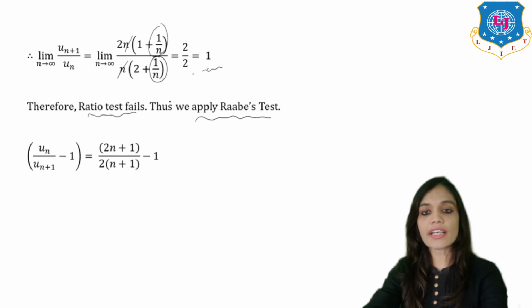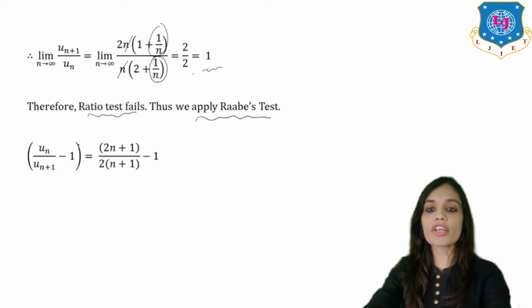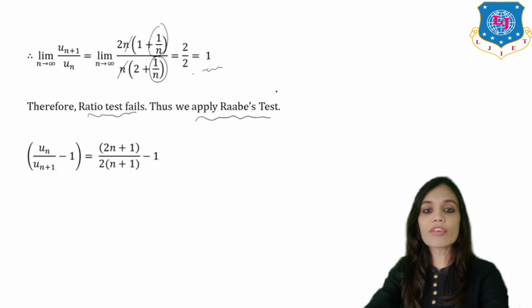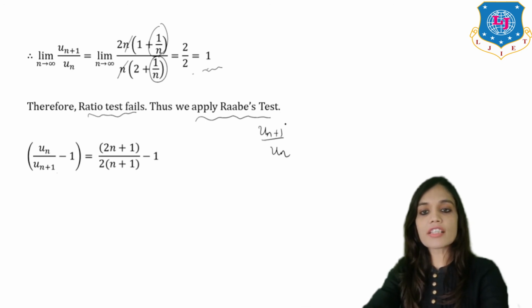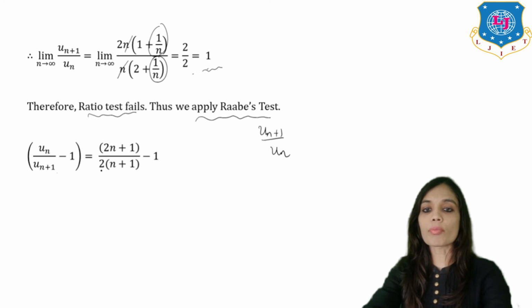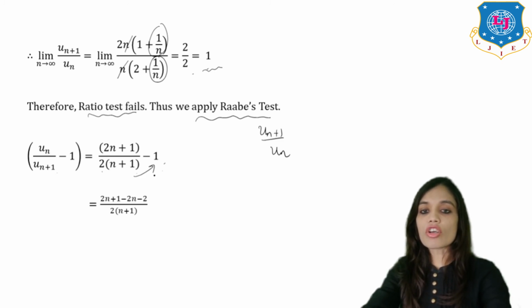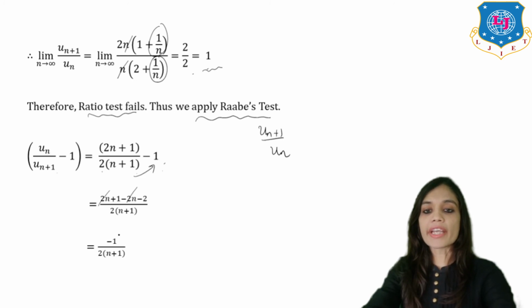So start applying Raabe's test. For that we have to find un upon un plus 1 minus 1. Now we already have the answer of un plus 1 upon un, so we will put that by taking the reciprocal. So you will get (2n plus 1) upon 2 times (n plus 1), minus 1. Now we will simplify this. So you will get (2n plus 1) cross multiply minus 2 upon 2 into (n plus 1). Now these two get cancelled out and what will remain? Minus 1 upon 2 into (n plus 1).